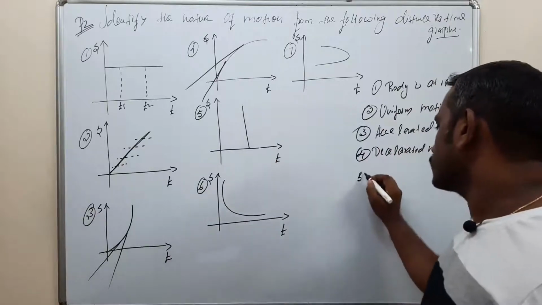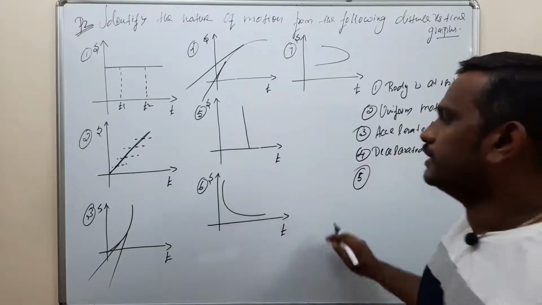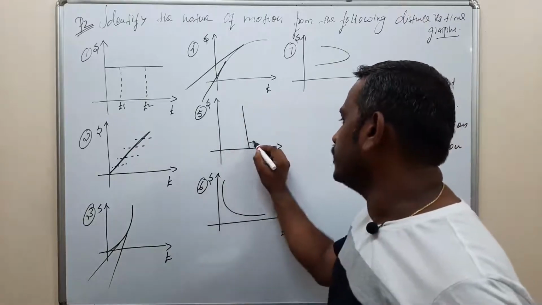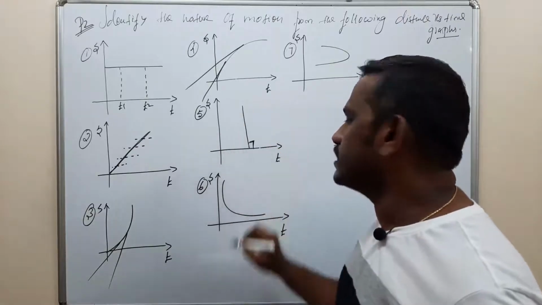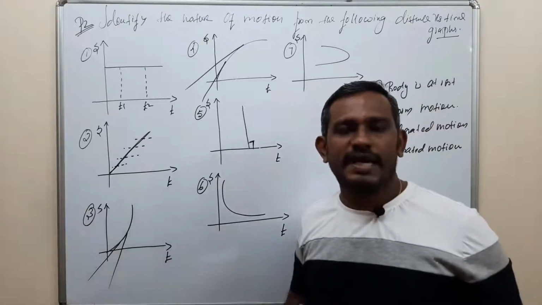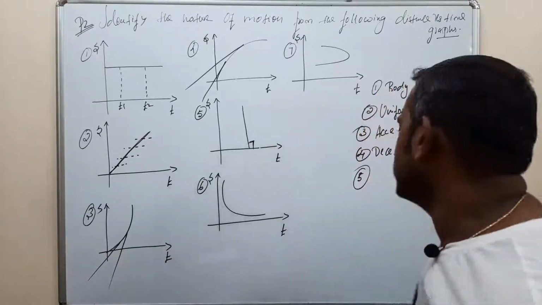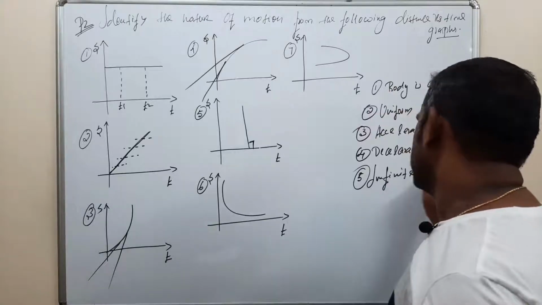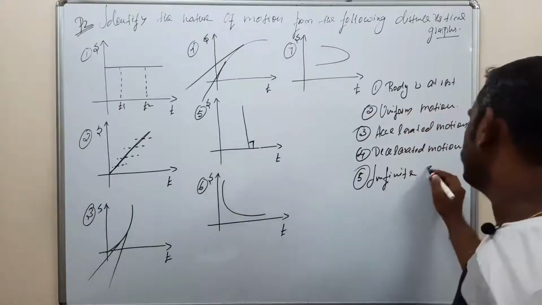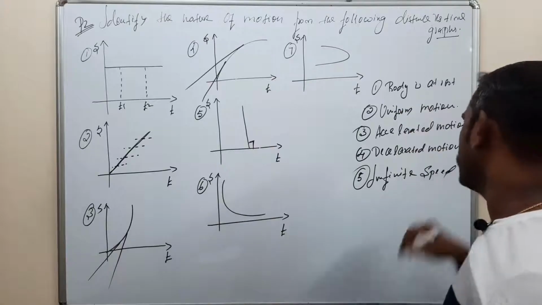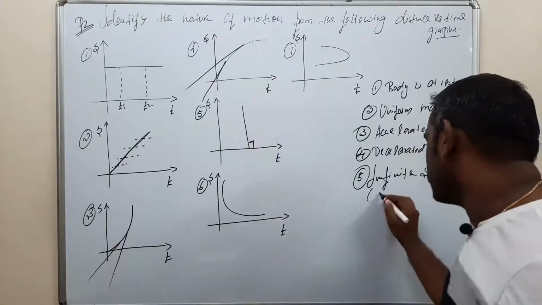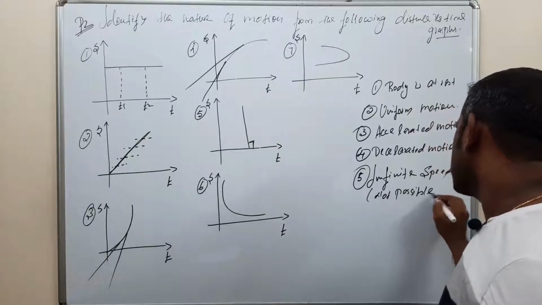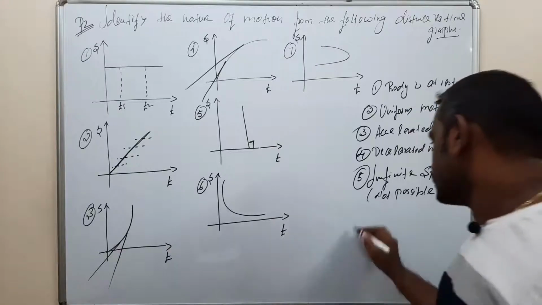Okay. So fifth question, it is a vertical line. The slope of this line is 90 degrees, so tan 90 is infinity. That is infinite speed. This graph represents infinite speed of the body. It is not possible.